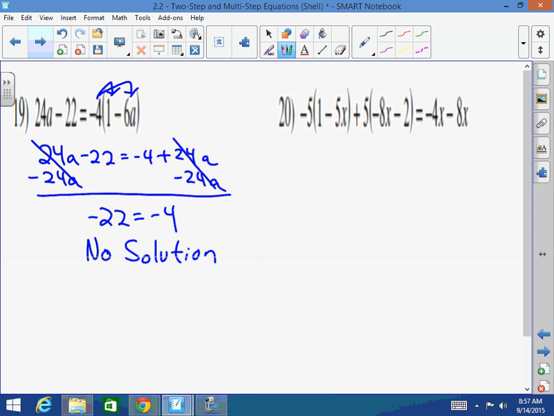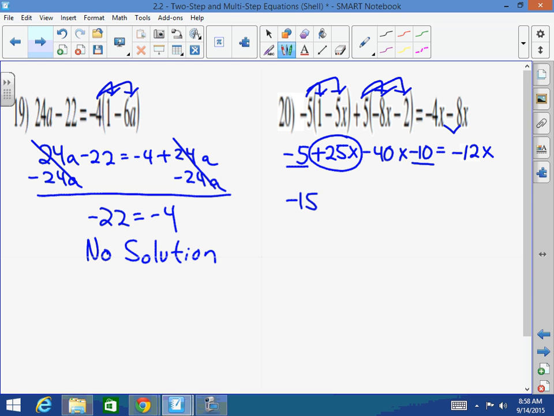Okay, how about last but not least, number 20? My brother, distribute the negative 5 and distribute this positive 5. So I got negative 5 plus 25x minus 40x minus 10 equals, see how negative 4x minus 8x, I can combine those to make it a negative 12x. Now what, my brother? That's exactly right. Combine like terms. Negative 5 minus 10 is negative 15. And 25x minus 40x is negative 15x, equals negative 12x.